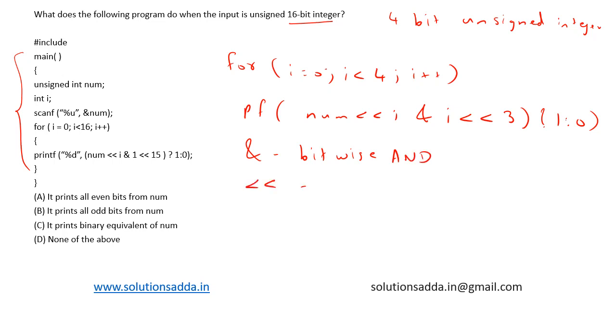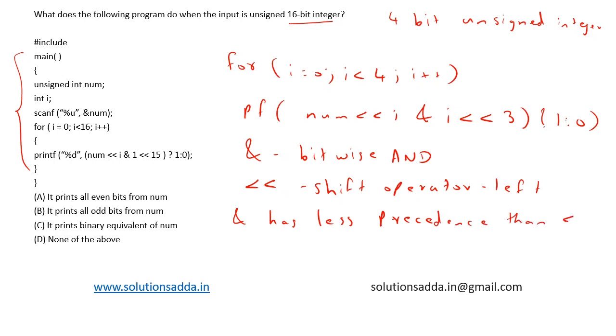This is the shift operator, and left shift, and AND has less precedence than the shift operator. These are the points to remember. One other point is that 1 left shift 3 is equal to, in 4-bit, 0001 left shift 3. We are shifting it 3 times. We will get 1000. This is another important point.